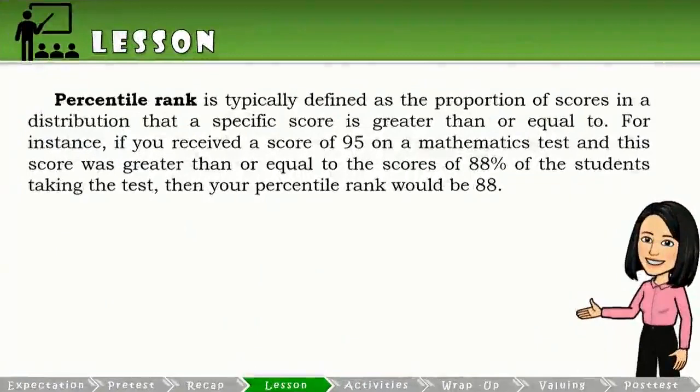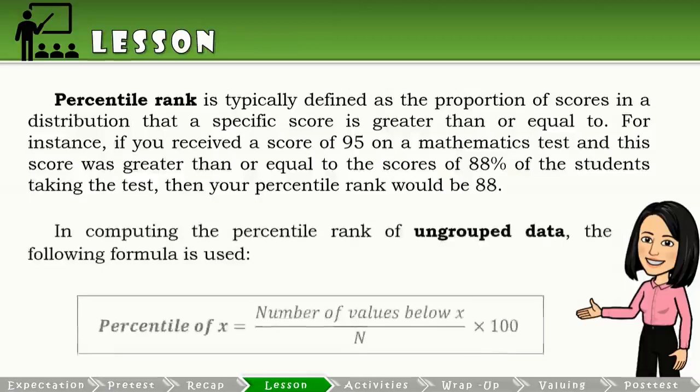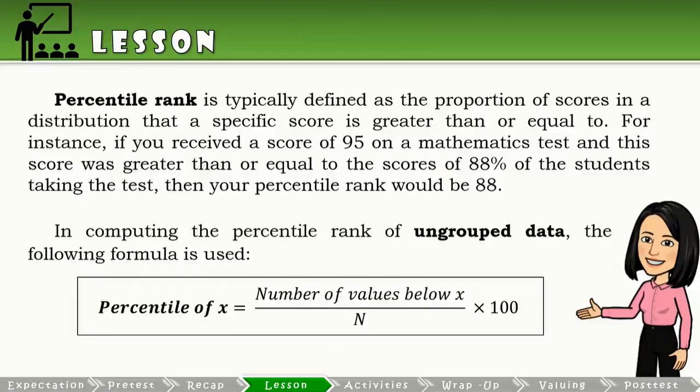Percentile rank is typically defined as the proportion of scores in a distribution that a specific score is greater than or equal to. For instance, if you received a score of 95 on a mathematics test, and this score was greater than or equal to the scores of 88% of the students taking the test, then your percentile rank would be 88. In computing the percentile rank of ungrouped data, the following formula is used. The percentile rank of x is equal to the quotient of the number of values below x and n, times 100.